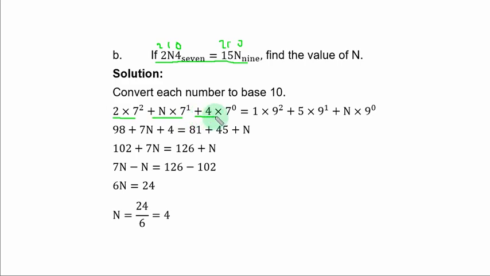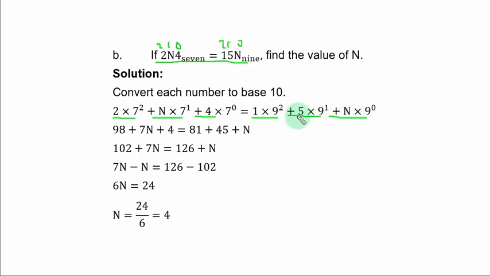7 power 0. The right hand side, you have 1 times 9. Position of 1 is 2. You have 9 squared plus 5 times 9. Position of 5 is 1. Then plus n times 9 power 0.